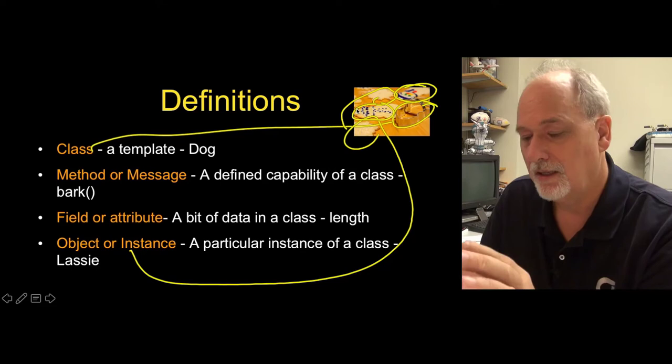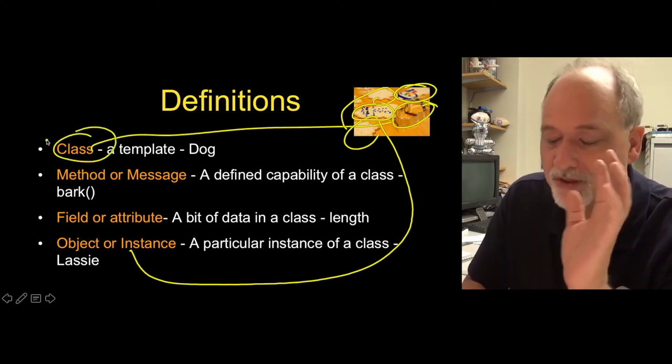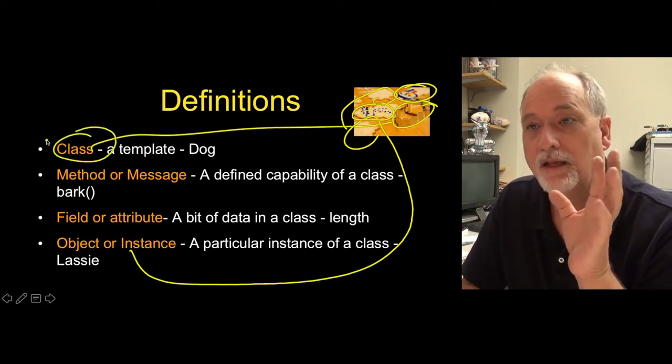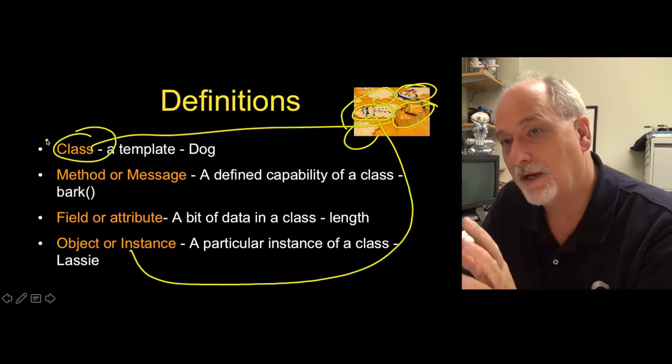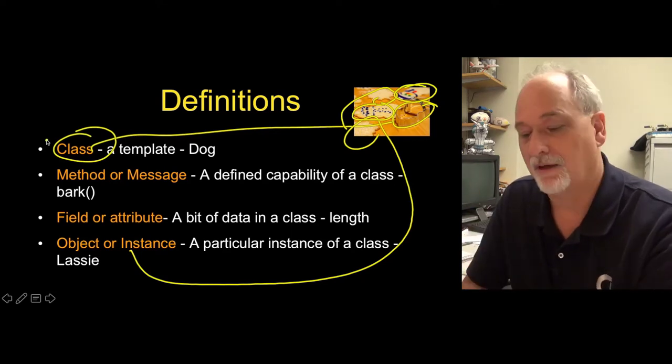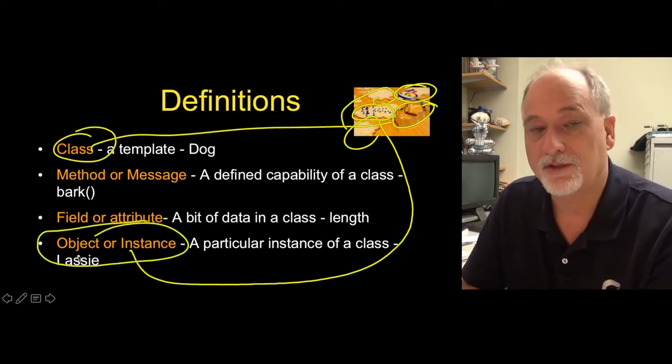So the code that we write is the class code. And then later we say, oh, let's take that template and make ourselves an object or an instance.